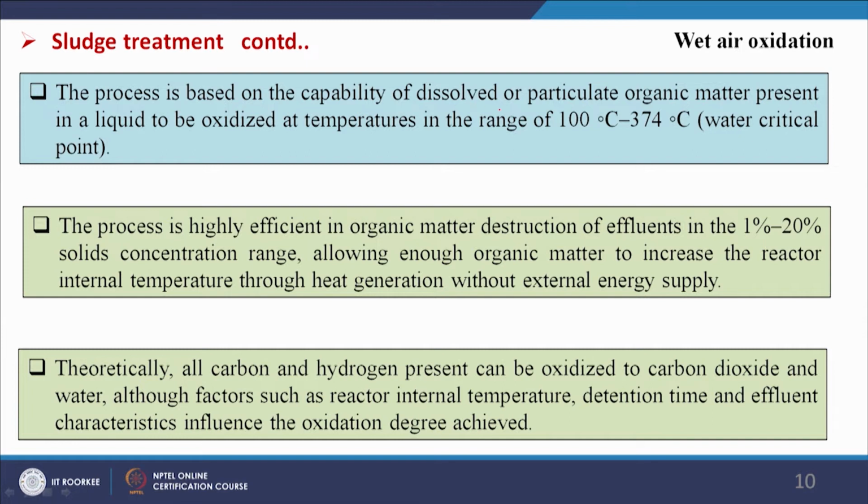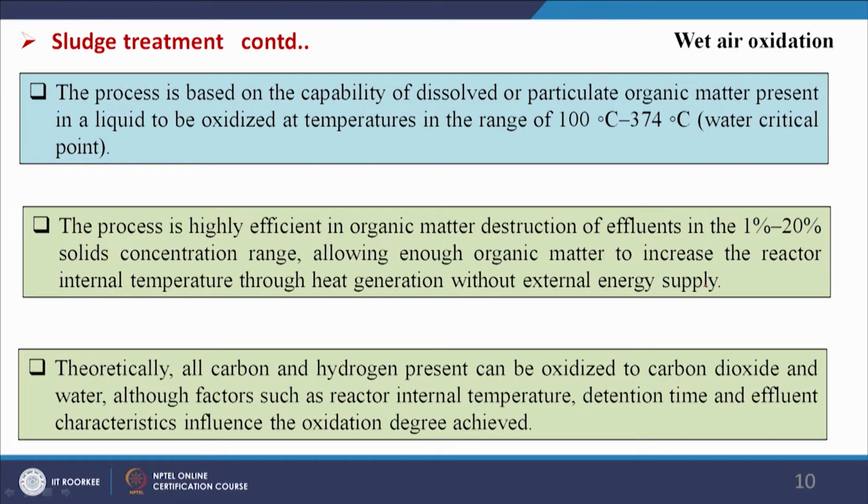This wet air oxidation process is based on the capacity of the dissolved or particulate organic matter present in a liquid to be oxidized at a temperature in the range of 100 to 374 degree centigrade. The process is highly efficient in organic matter destruction of effluents in the 1 to 20% solid concentration range, allowing enough organic matter to increase the reactor internal temperature through heat generation without external energy supply.